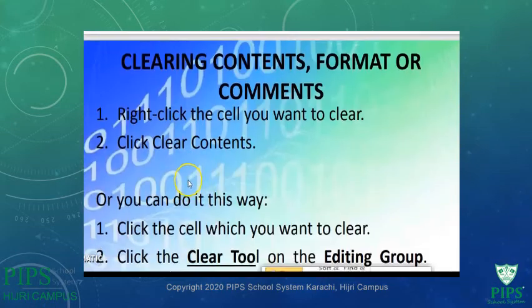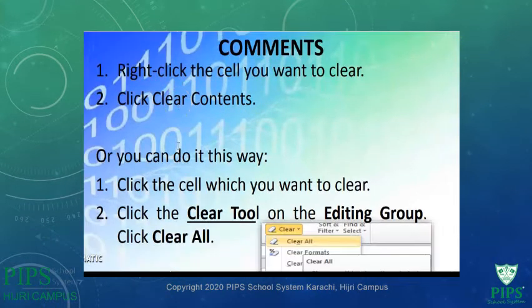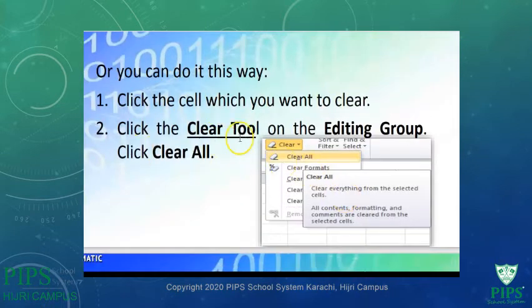Next slide is clearing content. How you can clear? Right click the cell you want to clear and then just click clear content. Just like we saw. Or you can click the cell you want to clear, or you can click the clear tool on the editing group and then clear. You can either clear like that, or you can right click and then clear content. These are the two ways you can clear your data in the Excel sheet.